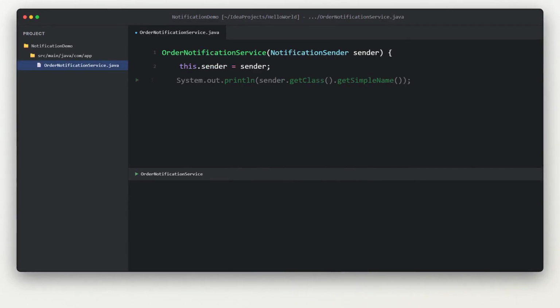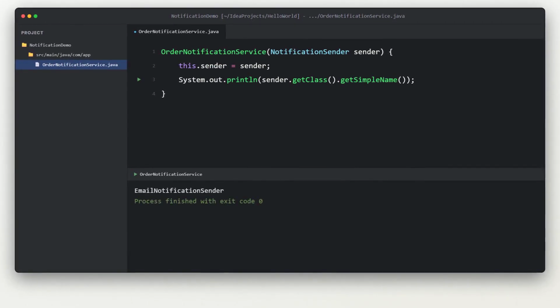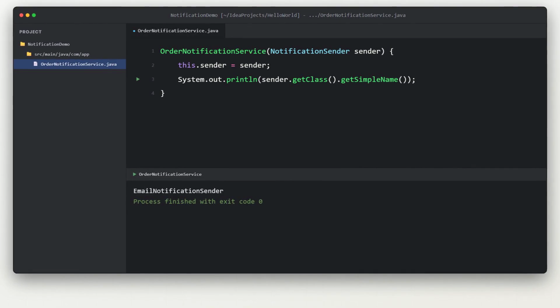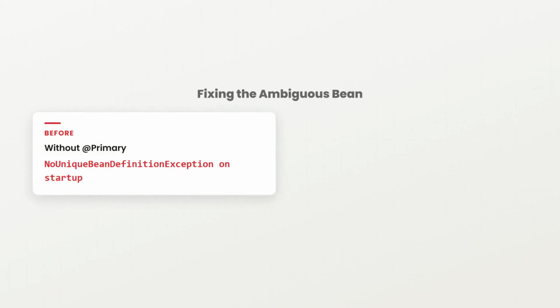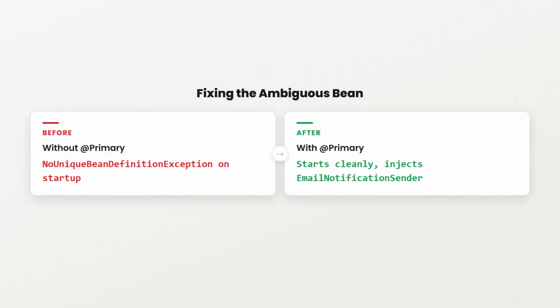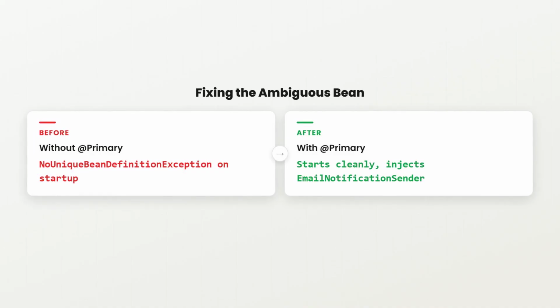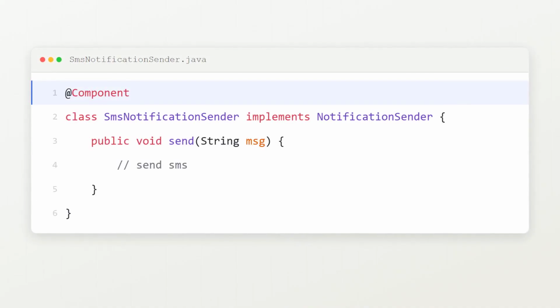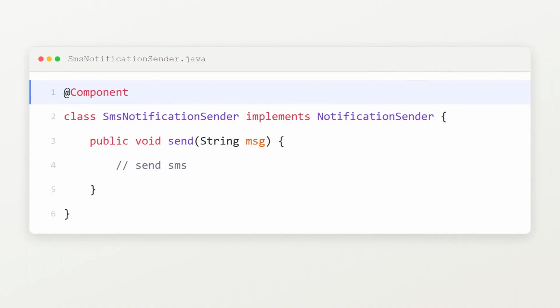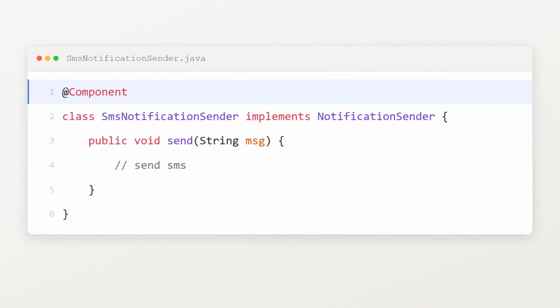And if we log the injected sender, it confirms EmailNotificationSender was the one Spring chose automatically. Spring still finds both beans, but now one of them is explicitly flagged as the preferred default. One annotation took us from a hard startup crash to a clean, predictable injection every single time. SmsNotificationSender hasn't gone anywhere. It's still a valid bean, just no longer the automatic default.